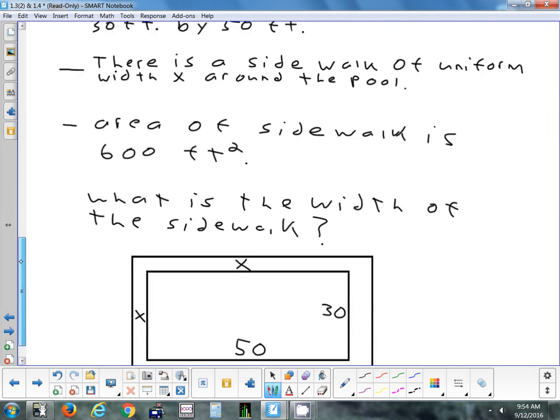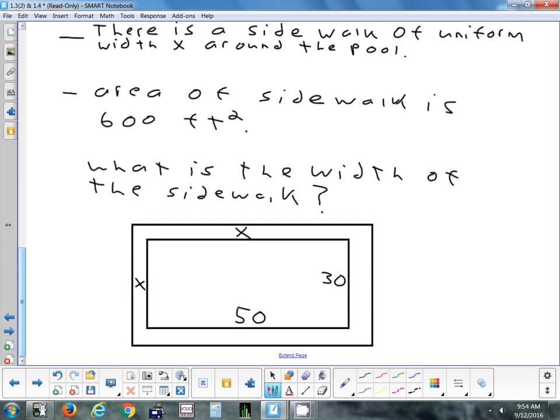Okay, I know the area of the sidewalk. There's really no good place, well, I guess I could write it in here. The area of this region is 600 square feet. And while I'm at it, I also know the area of this region. What's the area of the pool? It's 1,500 square feet.